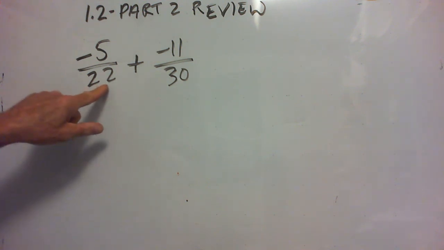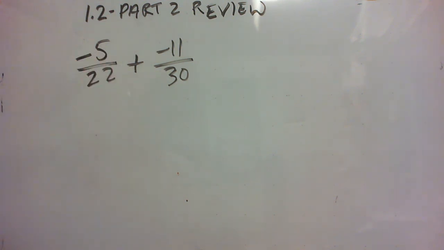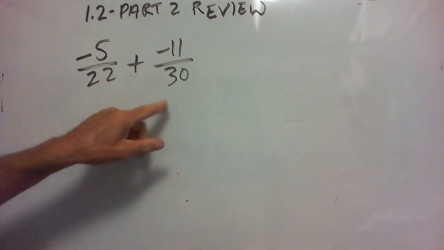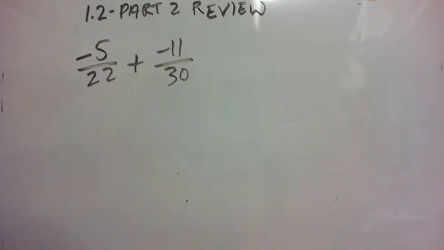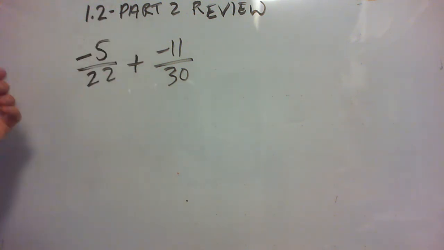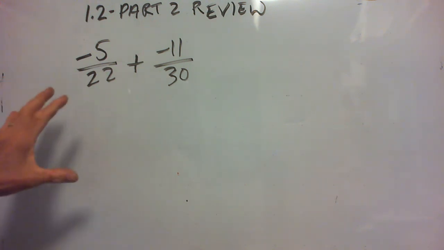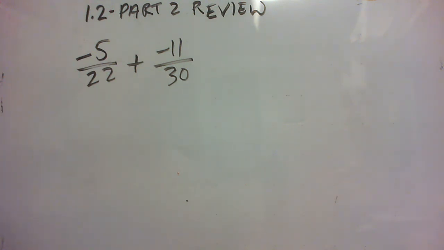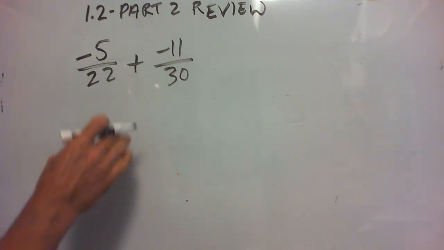In this next problem, -5/22 plus -11/30, I'm going to show the method of using the least common multiples and the prime factorizations. This was that little trickier method that translates well to algebra to find the least common denominator.